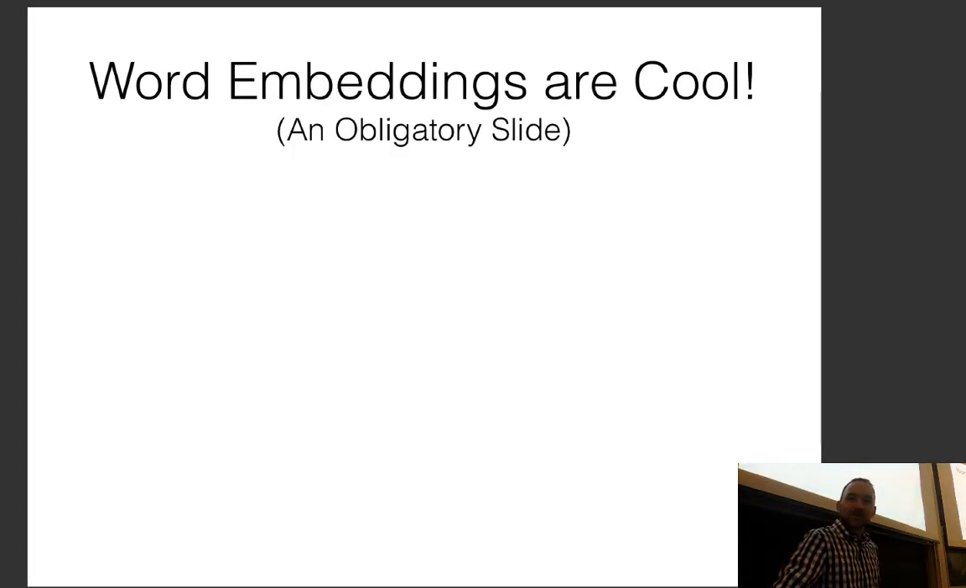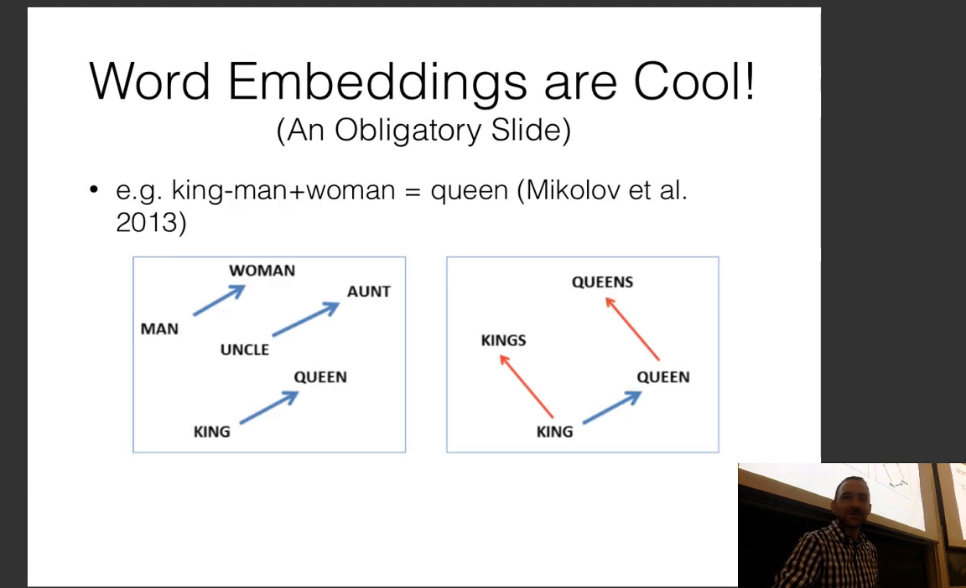So word embeddings are cool. This is the obligatory slide where basically you can do king minus man plus woman equals queen. And this is because there's this consistency in semantic space where a vector between two particular, did I say semantic space?